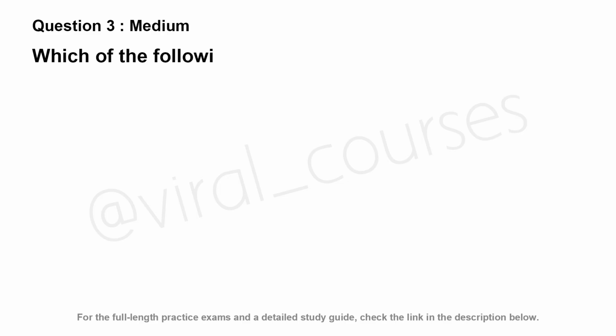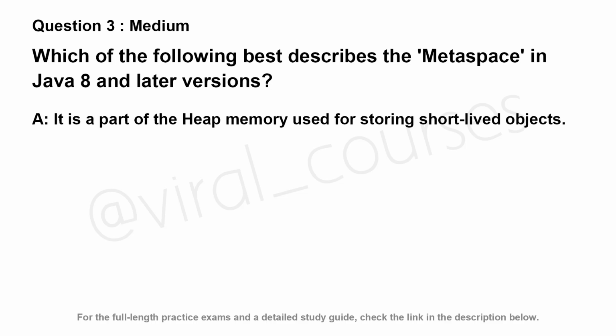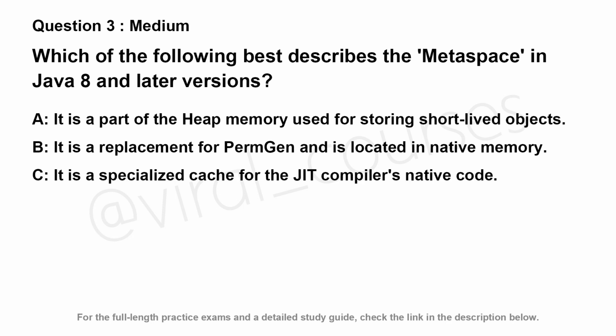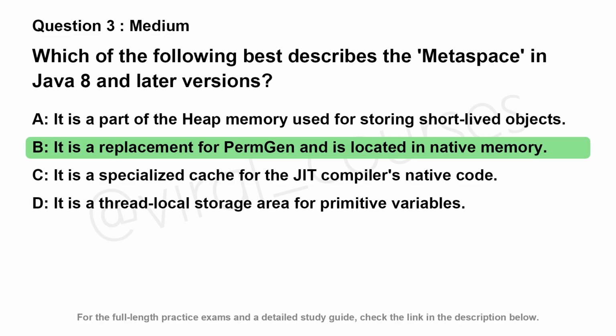Which of the following best describes the metaspace in Java 8 and later versions? Option A. It is a part of the heap memory used for storing short-lived objects. Option B. It is a replacement for PermGen and is located in native memory. Option C. It is a specialized cache for the JIT compiler's native code. Option D. It is a thread local storage area for primitive variables. The correct answer is B.